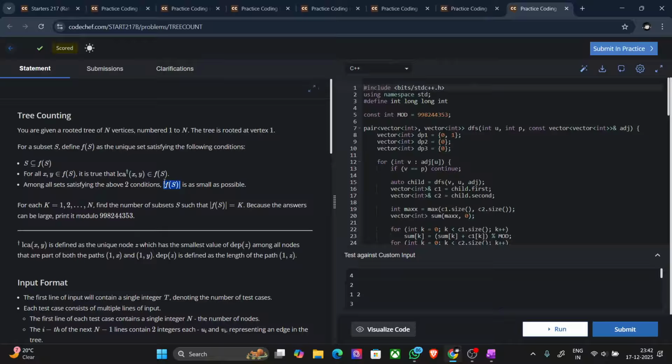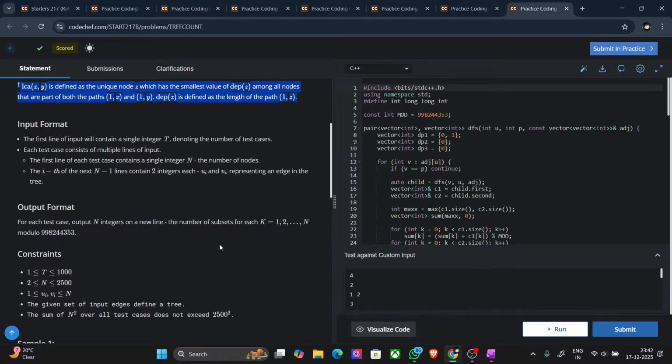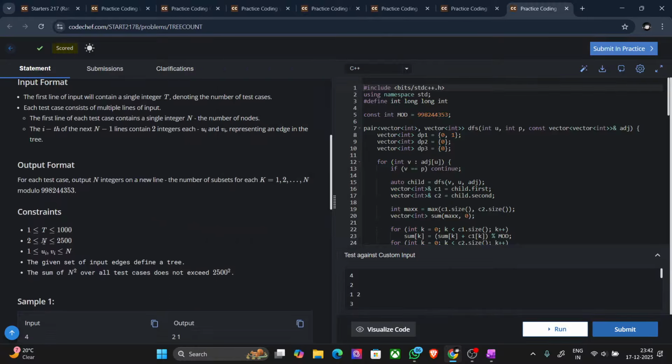The size of the set should be the smallest possible. For each k equals 1 to n, find the number of subsets S such that the size of Fs is equal to k. Because the answer can be large, print it modulo some number. And there he explained what an LCA is. LCA is just the lowest common ancestor of the two nodes. And in this problem, you are given n is 2500, so you can run an n squared approach.